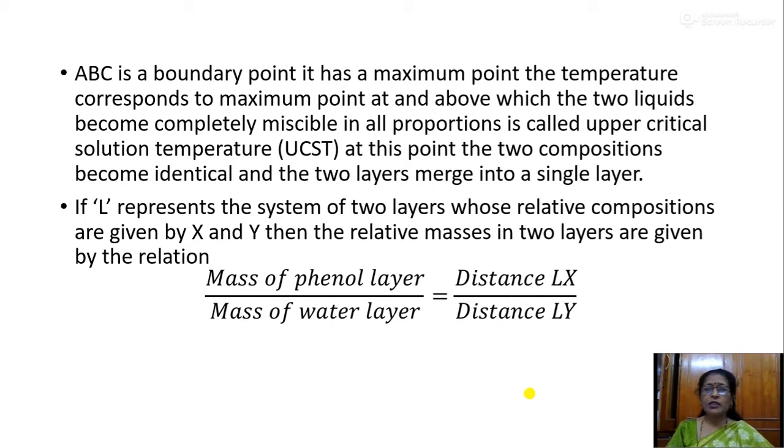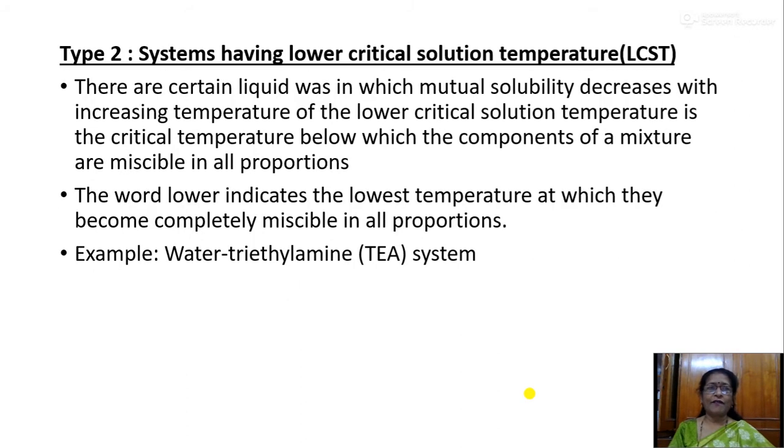At this point, the two compositions become identical and the two layers merge into a single homogeneous layer. If L represents the system of the two layers whose relative compositions are given by X, Y, then the relative masses in the two layers are given by the relation: mass of phenol layer by mass of water layer is equal to distance Lx over distance Ly.